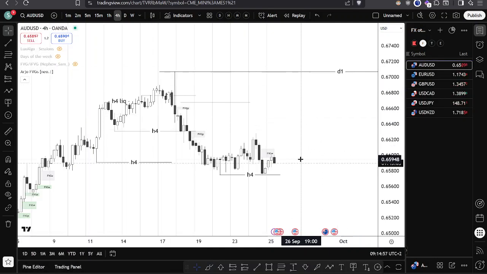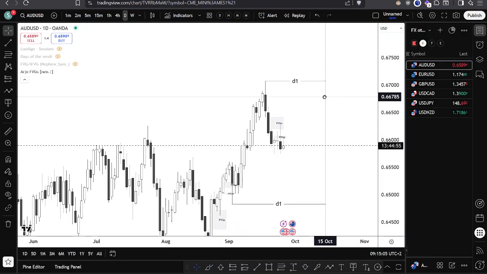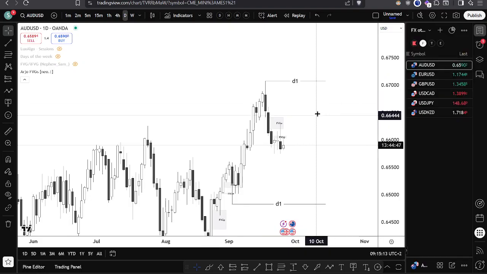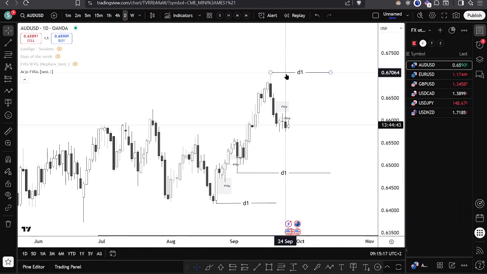Let's, yeah, that's interesting. This Aussie dollar is a weak bias going up with no power, and this was perhaps something that failed me.